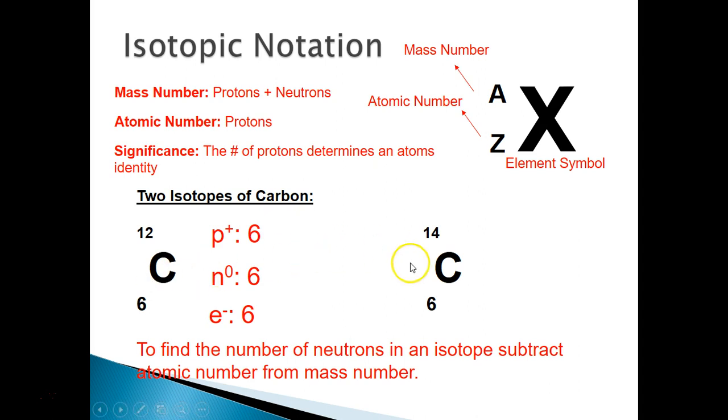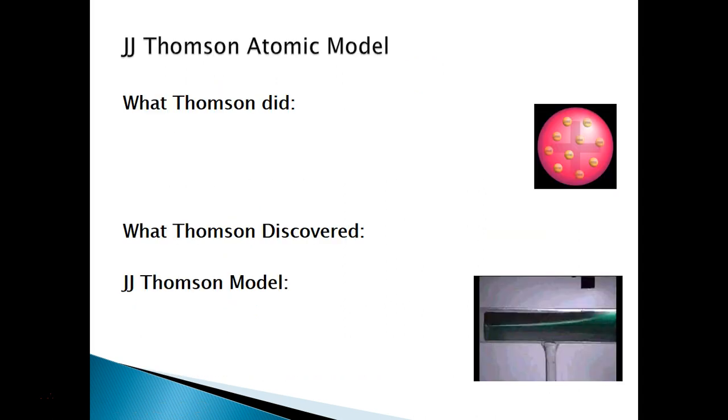Now, carbon-14 is similar in every way to carbon-12 except for the mass number and thus the number of neutrons. So since it's still carbon, there's still going to be 6 protons and 6 electrons. Now, because there's 14 particles in the nucleus and 6 of them are protons, that means there will be 8 neutrons.